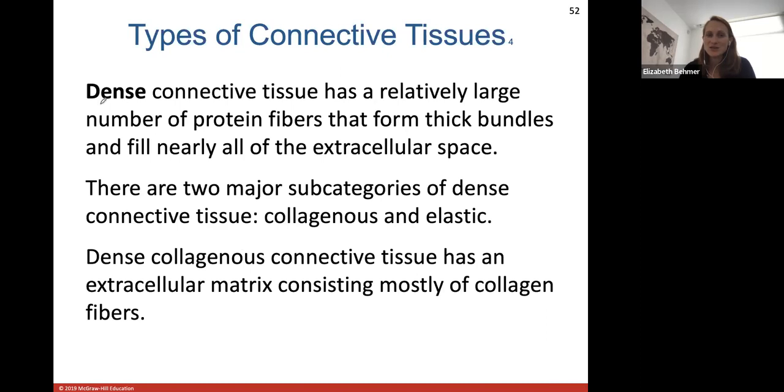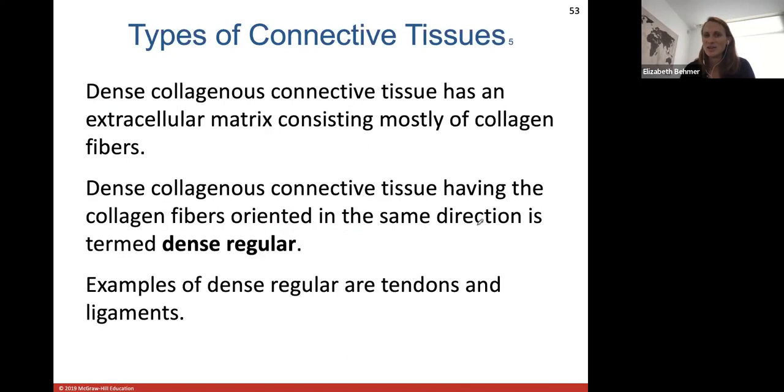Then the dense connective tissue has a much larger number of protein fibers that form very thick bundles. And there are two subcategories of dense connective tissue, collagenous or elastic. The collagenous connective tissue is made of mostly collagen fibers. It has an extracellular matrix of those collagen fibers, and dense regular connective tissue will have those collagen fibers oriented in the same direction, stacked on top of each other to make a really strong material that is found in tendons and ligaments, because we need those body structures to be very strong.